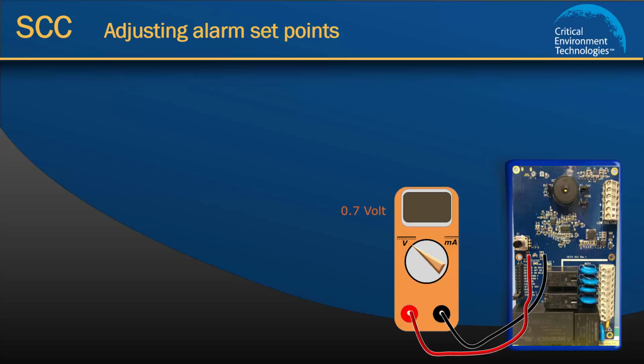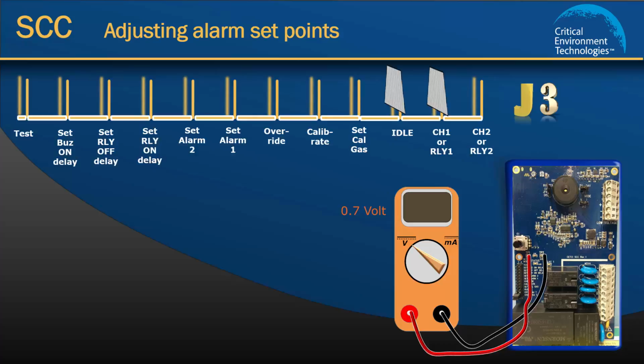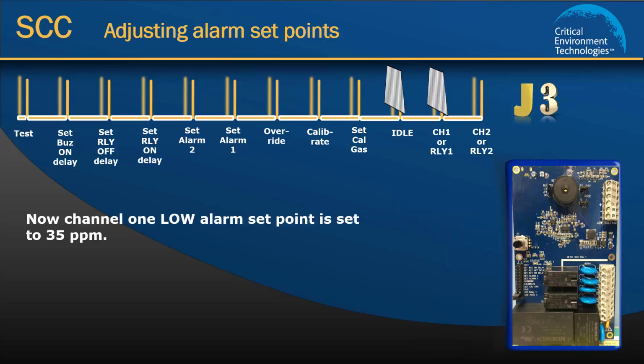With the voltmeter attached to test points TP1 and TP2, leave the jumper on channel 1 and move the idle jumper to set alarm 1. Turn the rotary encoder dial until 0.7 volts is displayed on the voltmeter. Move the set alarm 1 jumper back to idle. Now channel 1 alarm set point has been set to 35 ppm. Follow these same steps using set alarm 2 to adjust the set point for alarm 2 if required.